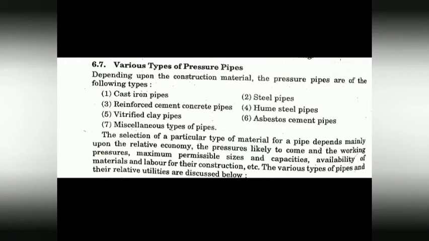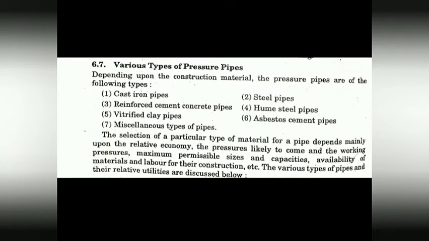The selection of a particular type of material for a pipe depends mainly upon relative economy, the pressure likely to come and the working pressure, maximum permissible sizes, and also the capacities and availability of the material and labor for their construction, etc. Considering all these points in mind, we have to select a particular type of pipe material for a particular type of work. This is about the different types of pressure pipes.